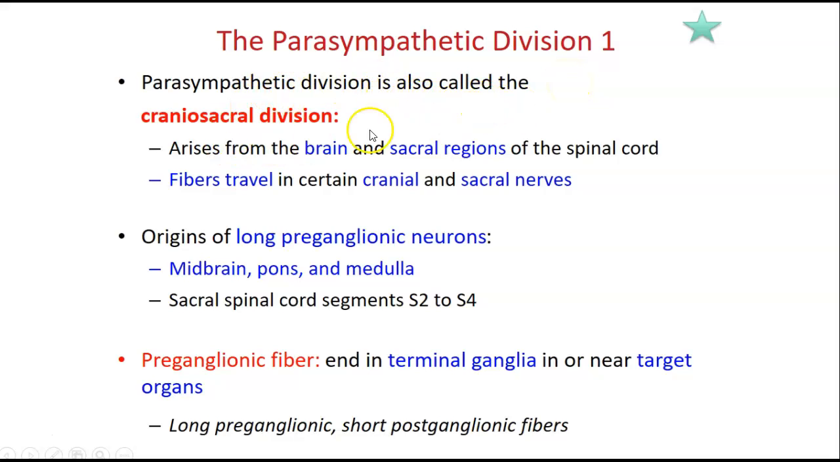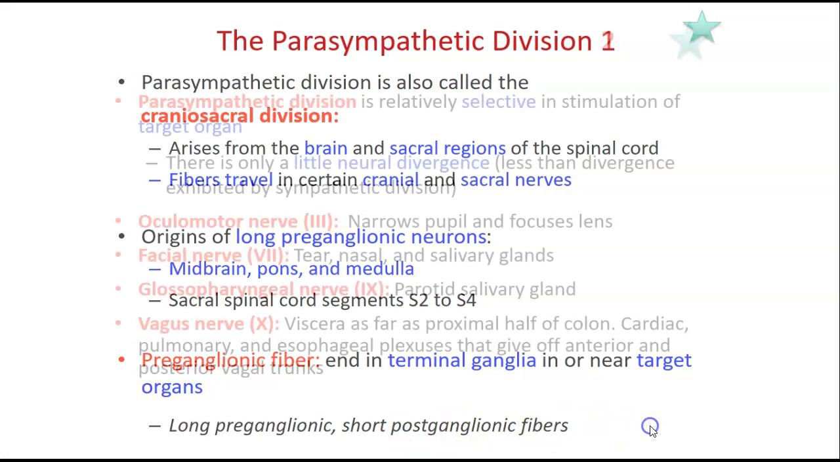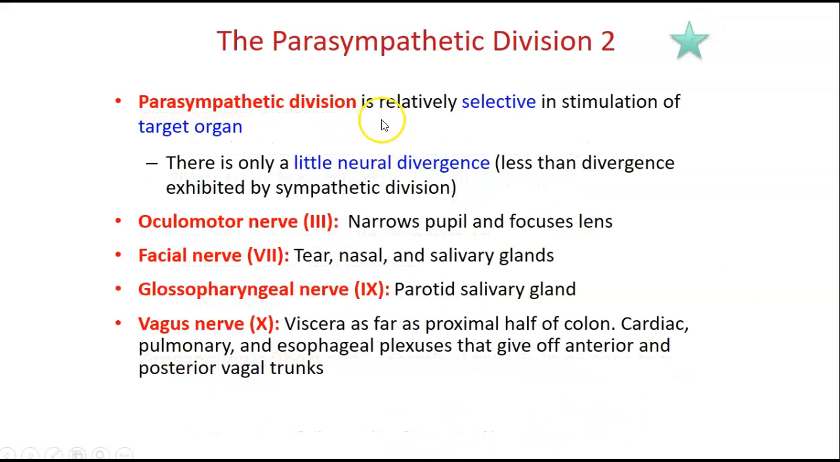In comparison to the sympathetic division, the parasympathetic division is relatively simple. The parasympathetic division is called the craniosacral division. Those nerves arise from the brain and the sacral regions of the spinal cord. Their fibers travel in certain cranial and sacral nerves, originating from the midbrain, pons, and medulla. Their preganglionic nerves are long and the postganglionic fibers are short. The parasympathetic division is relatively selective in stimulation of target organs. There is only a little neural divergence, much less than in the sympathetic division.